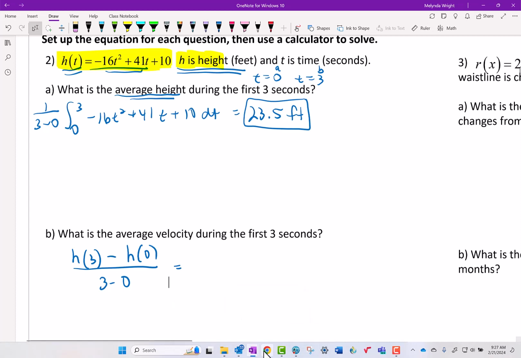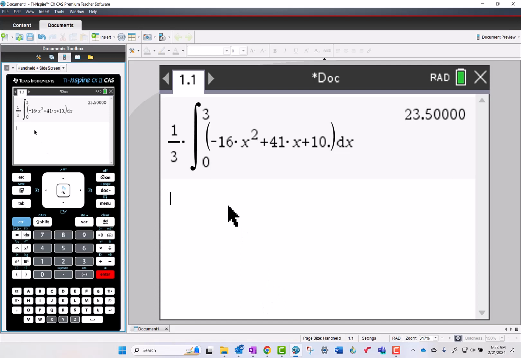All right. So we may or may not have talked about this before. I don't remember, but I'm going to show you how to store an equation in here. So the equation was negative 16x squared. Was it, help me with it, was it plus 41x? Plus 41x. And then what was it with 10? Was it plus or minus 10? Plus 10. Okay. I'm going to store this in the calculator. See this little blue store button?